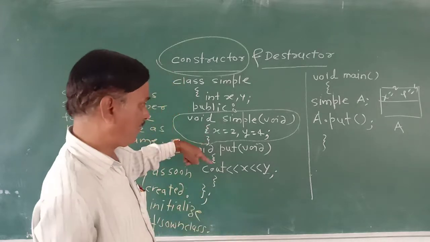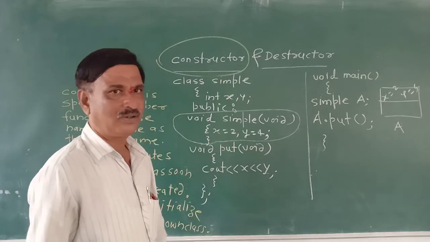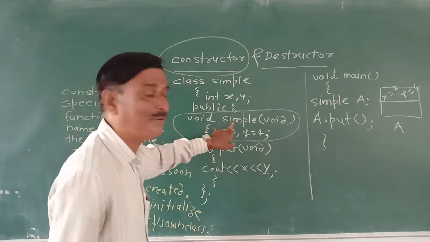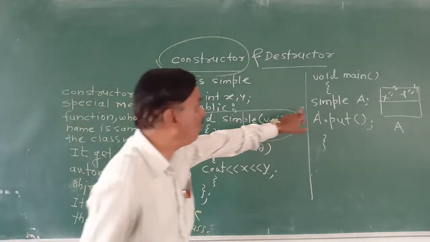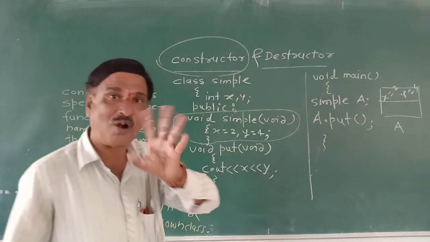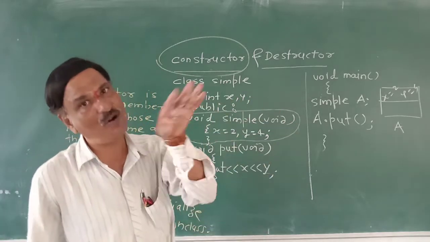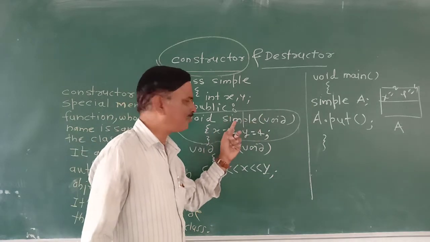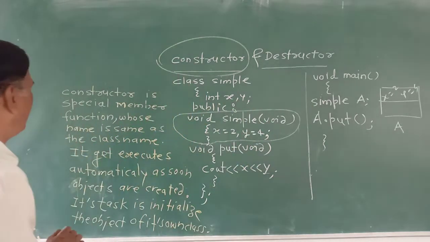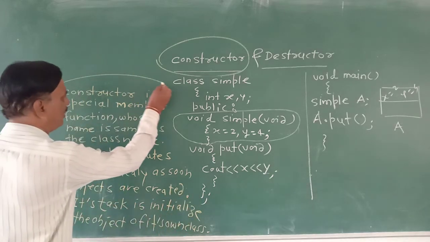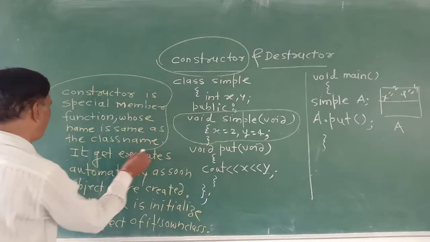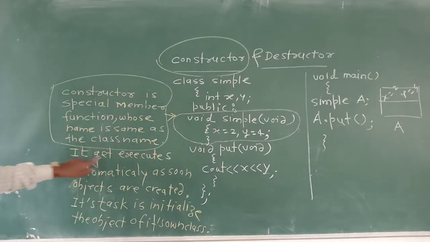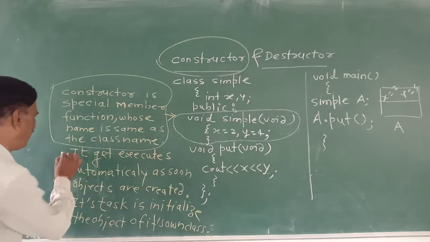So you see, two functions are there, but this one is the constructor. This is not a constructor because its name is not same as the class name, and it cannot execute automatically. You see, we have not called A dot simple. We have called A dot put. Why? Because this first function, simple, is not necessary to call. It can execute by itself. So constructor is a special member function whose name is same as the class name. So this is the constructor. It gets executed automatically as soon as objects are created.